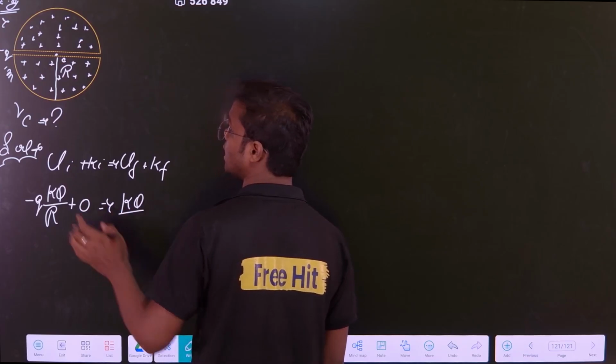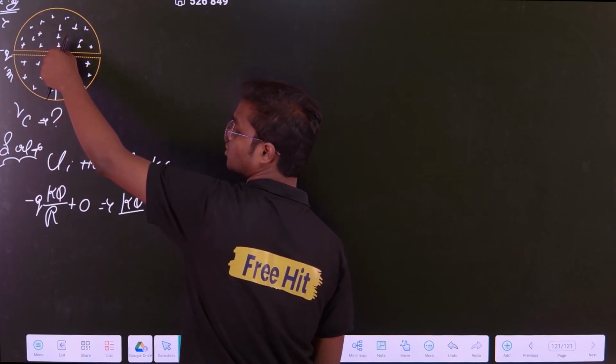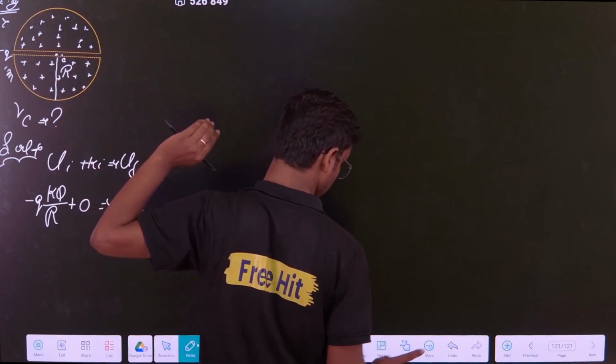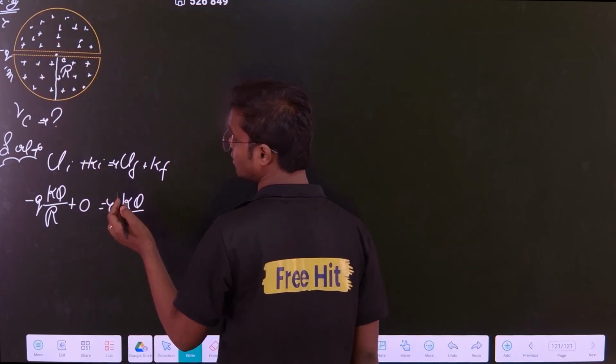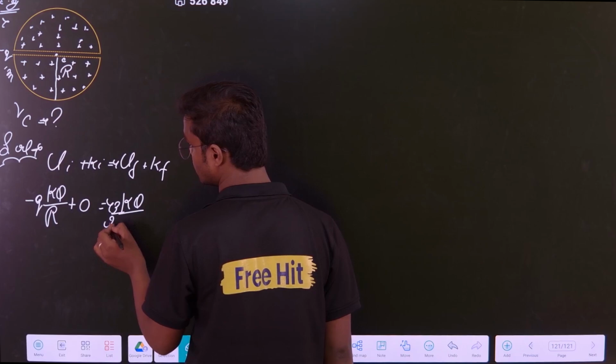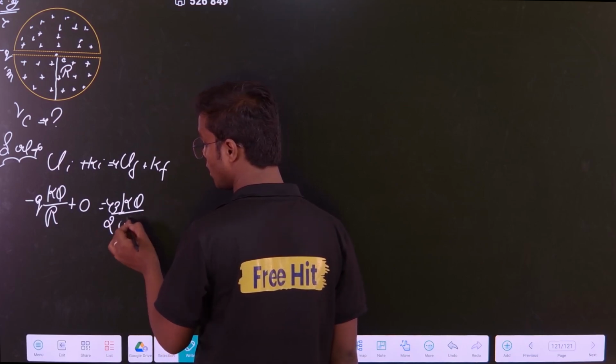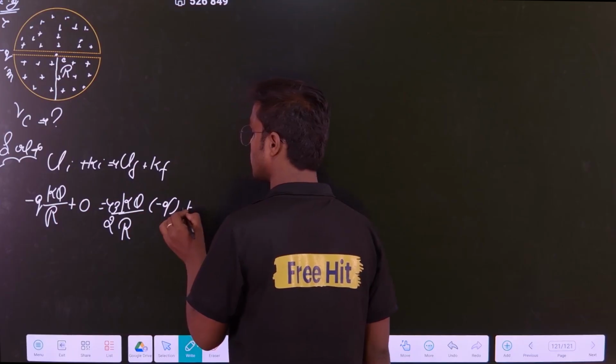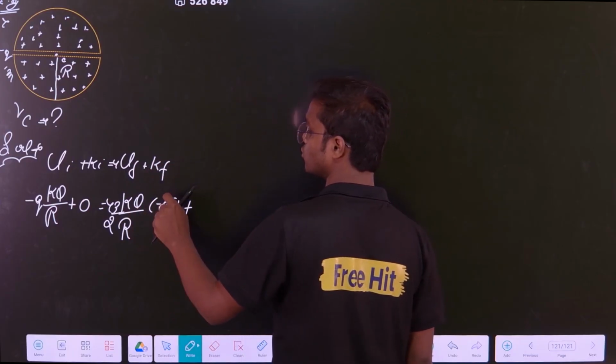What is the final? I am going from here to here, so what is the potential at the center? Potential at the center is 3 by 2 times the potential at the surface, that is 3 by 2 times kQ by R, into minus q. Correct? The potential into q, that is the potential energy.